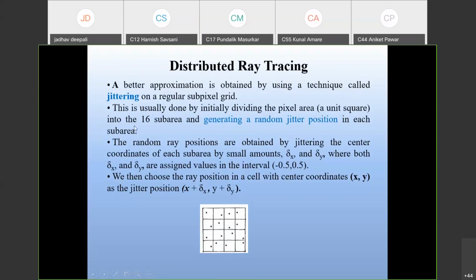So a better approximation is obtained by using a technique called jittering on a regular subpixel grid. This is a subpixel grid. One pixel is divided into 16 sub areas, 4 by 4. This is usually done by initially dividing the pixel area into 16 sub areas and generating a random jitter position. These are the jitter positions for this pixel. It is random; no sequence is used here.